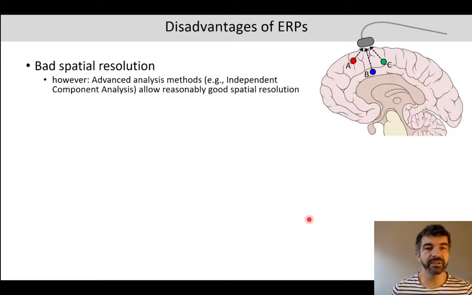Disadvantages of EEG or ERPs: there is the bad spatial resolution that we've talked about. However, there are some advanced analysis methods such as independent component analysis that allow a reasonably good spatial resolution. But this is always computationally demanding, so it's not easy to do these analyses.